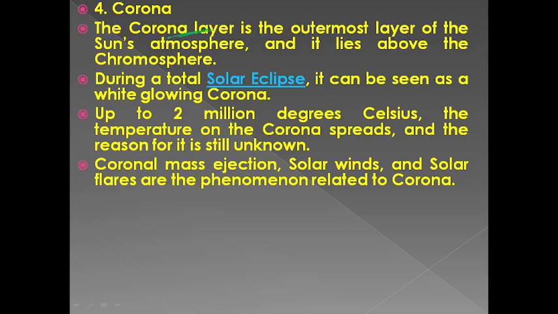And next, the corona. It is the outermost layer, lying above the chromosphere. During the total solar eclipse, it can be seen as a white glowing corona. The temperature of the corona spreads up to 2 million degrees Celsius, and the reason for it is still unknown. Coronal mass ejection, solar winds and solar flares are the phenomena related to the corona.